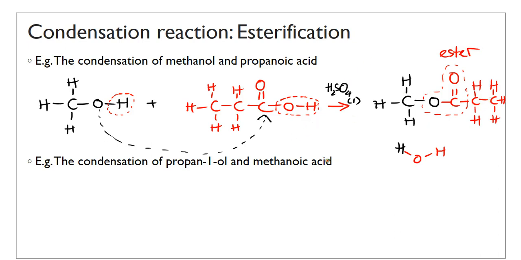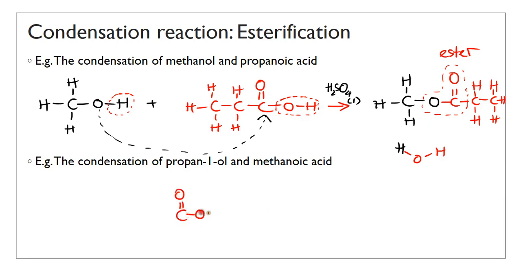Now, the reason why I picked these two is because I want to point out the difference between the reaction between methanol and propanoic acid and the reaction between propan-1-ol, or propanol, and methanoic acid. So let's talk about the second one. In the second one, you only have one carbon in the carboxyl group. Let's try not to make the same mistake. So I'm going to try to create more room for the product.